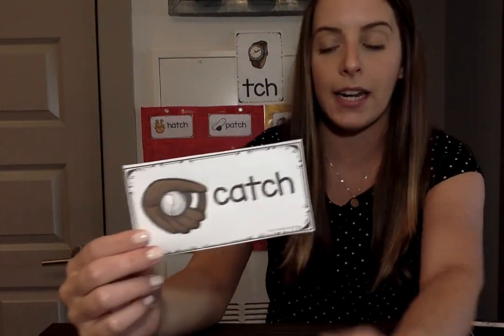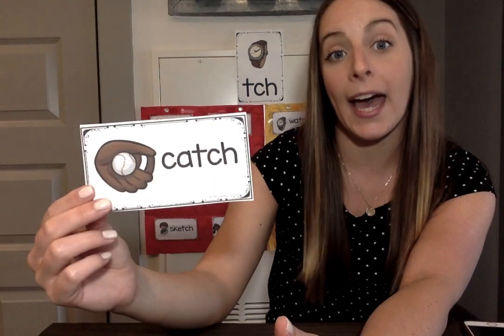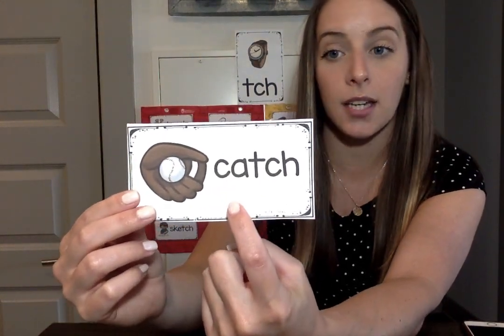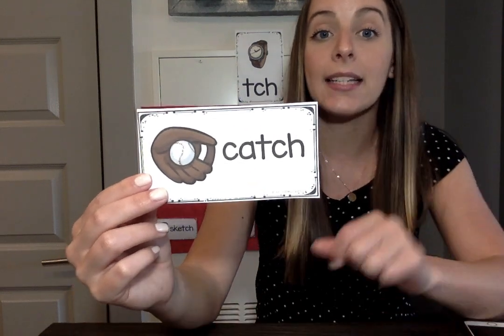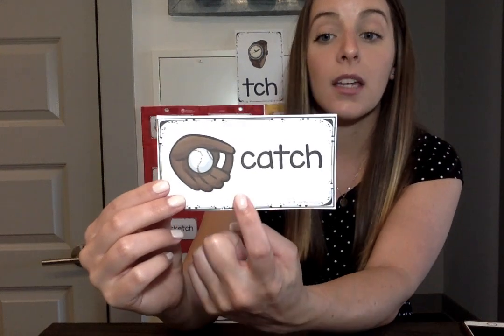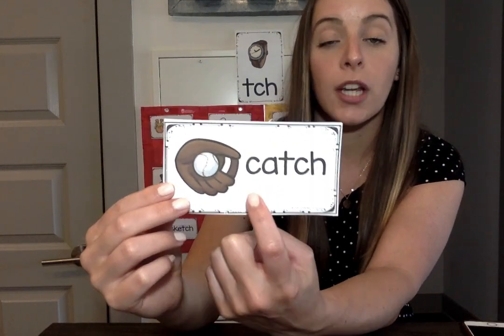Let's try another ATCH word, and that is the word catch. We know that C says k, short A says a, TCH says ch. Sound that out with me. K, a, ch. Catch.